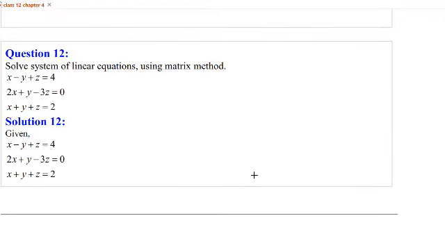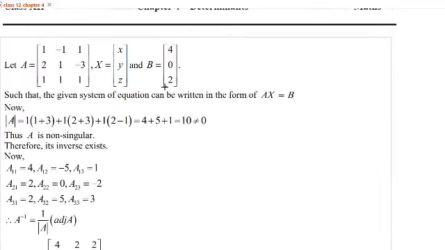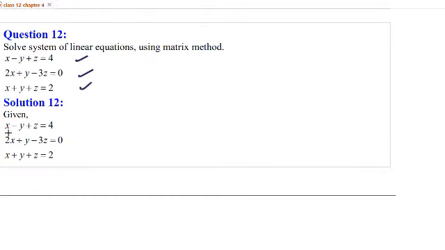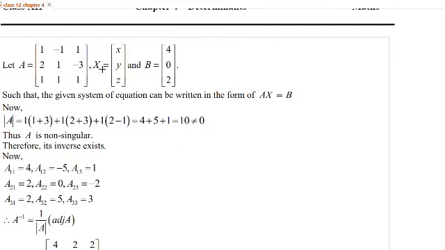Question number 12. Again we have 3 equations, linear equations, and same process we will follow. So first of all, matrix A with the coefficients, I don't think there is any other explanation required for this. Matrix B will be 4 0 2, right? And matrix X is X Y Z as usual. So first of all, I'll calculate a determinant. I'll use first row this time.